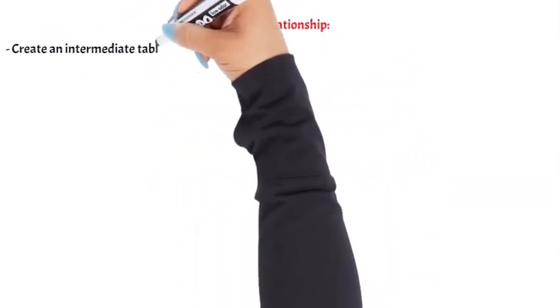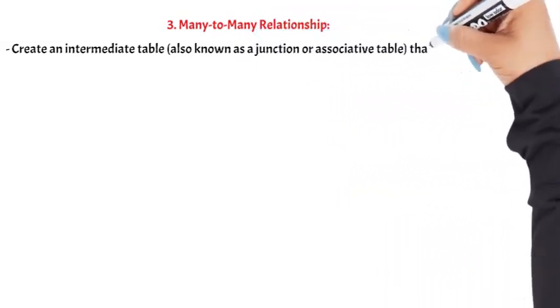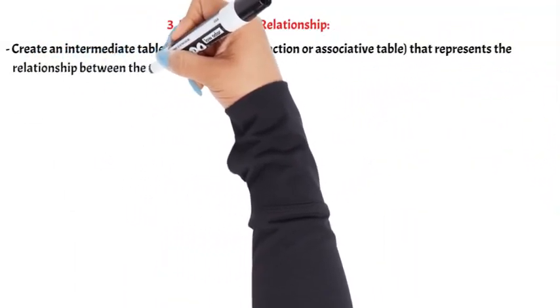3. Many-to-many relationship. Create an intermediate table, also known as a junction or associative table, that represents the relationship between the two entities.